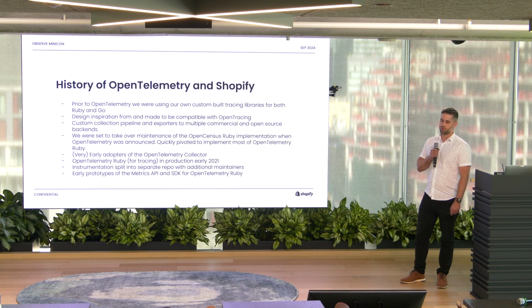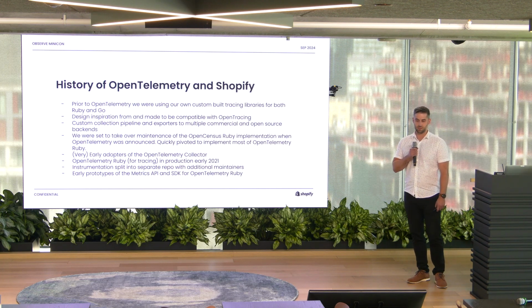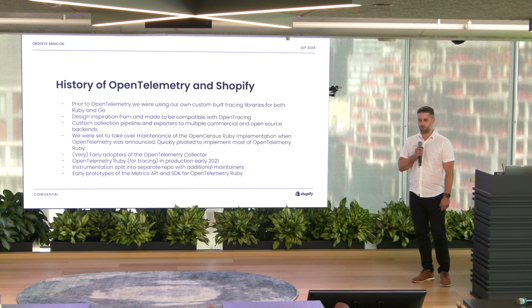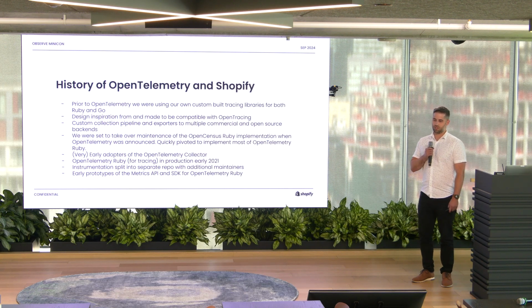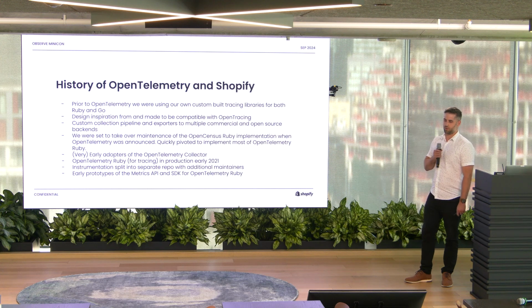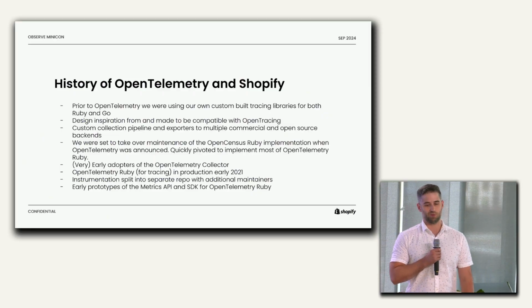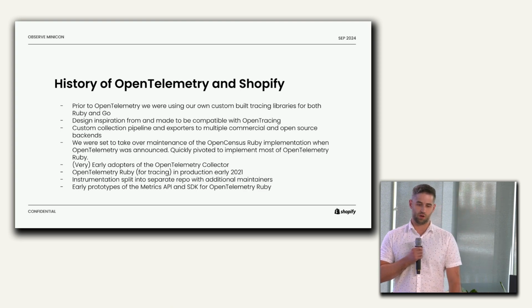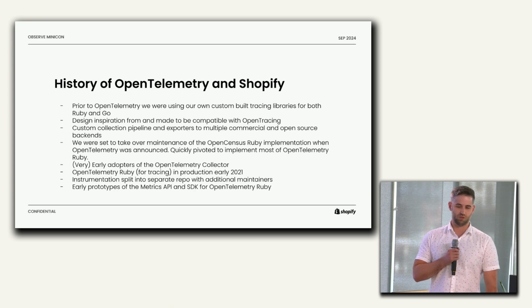With plans to move to open source solutions, we were set to take over maintenance of OpenCensus Ruby. OpenTelemetry was announced around that time, so we quickly pivoted to implementing the OpenTelemetry API and SDK and contributed instrumentation for many of the Ruby libraries. As we were implementing OpenTelemetry Ruby, we also became very early adopters of the Otel collector. Our first OTLP exporter was actually implemented in our custom Ruby library and then later ported to OpenTelemetry. After Tracing 1.0 was released, we started building an early prototype of the metrics API and SDK, but ran into some issues, which again, I'll touch on later.